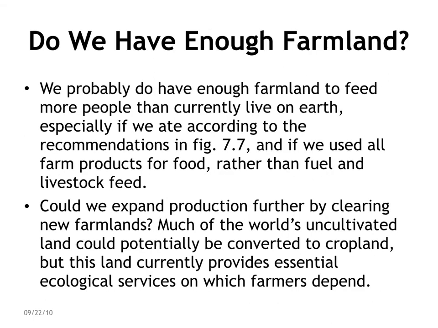The problem of farmland availability has always been a central question in debates about how to feed the world. Because we currently produce more than enough food to feed the world, we probably do have enough farmland to feed more people than currently live on Earth, if we ate according to the recommendations in Figure 7.7, and if we used all farm products for food rather than fuel and livestock feed. Could we expand production further by clearing new farmlands?